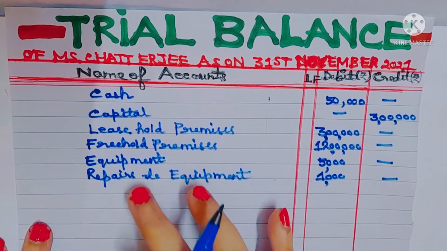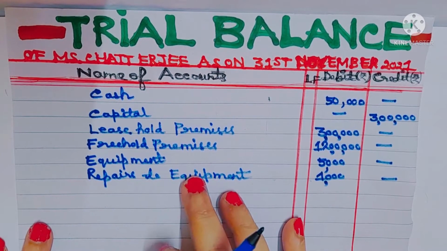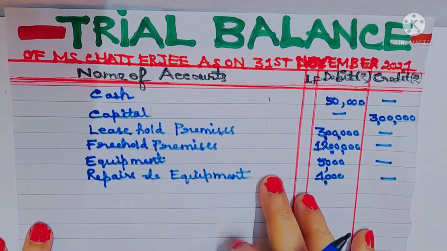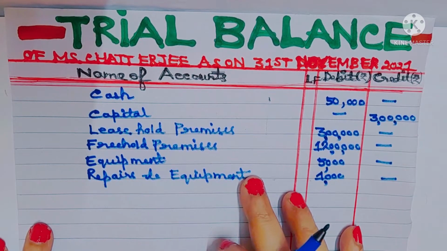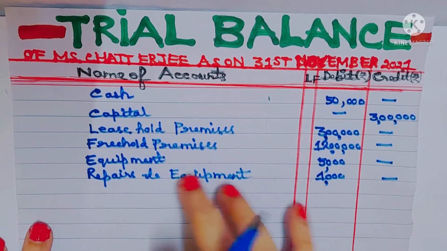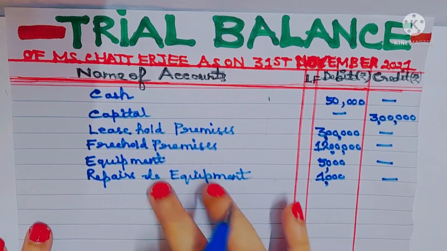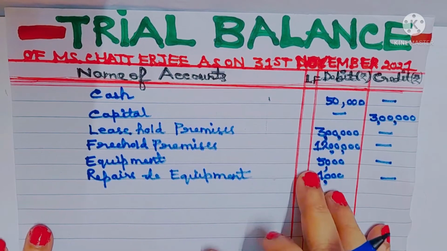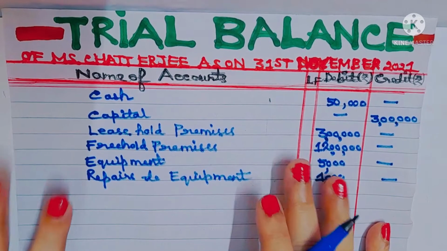Why? Because repairs to equipment comes under nominal account. According to nominal account, all losses and expenses are debit. Here, repairs to equipment is an expense for the business. So, repairs to equipment will be debited. Understood? Let's see the next account.